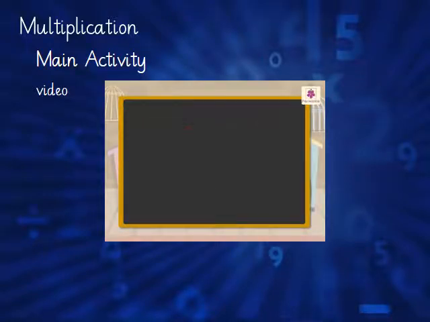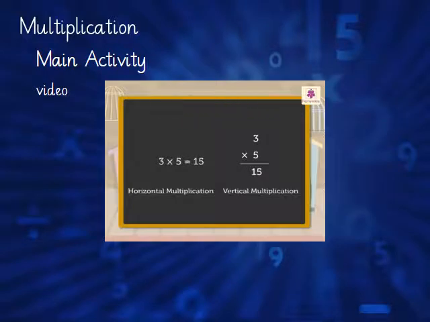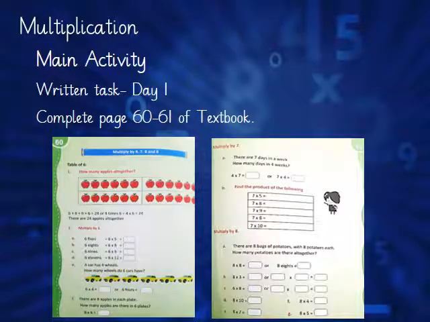Now, let's look at the ways to write multiplication. This is called horizontal multiplication. This is called vertical multiplication. Hope the video was interesting.